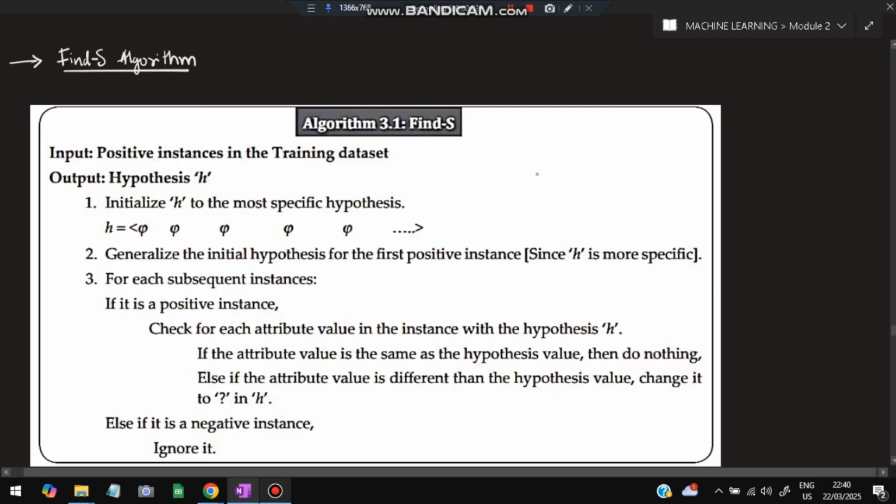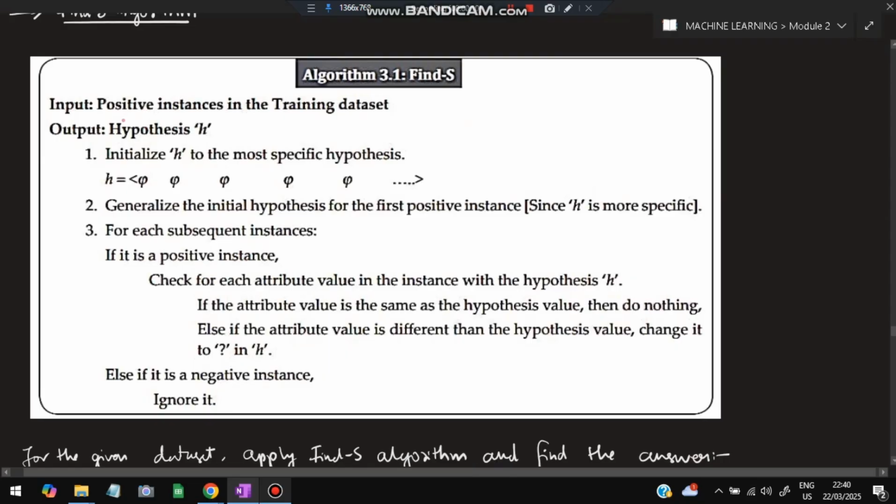The next topic is the Find-S algorithm. Find-S means find specific. So we are going to find a specific hypothesis in this algorithm. The input is the positive instances in the training set. Whatever the instances are there, that is the input, and the output is one hypothesis which is the most specific one. The first step is to initialize H to the most specific hypothesis, so it will all be null.